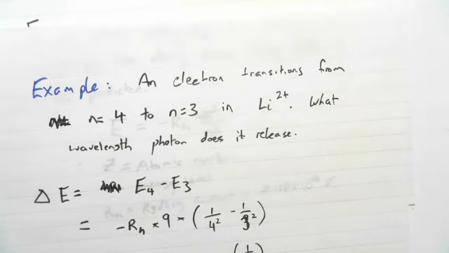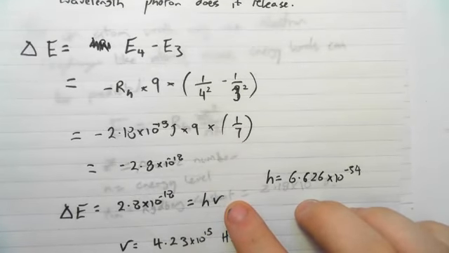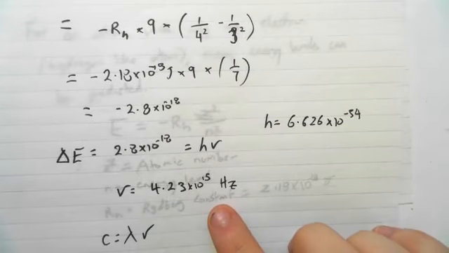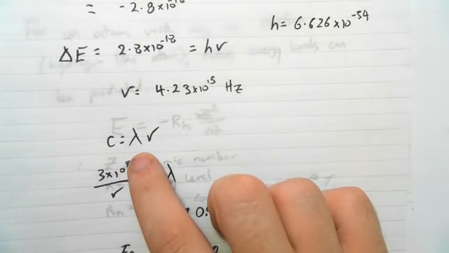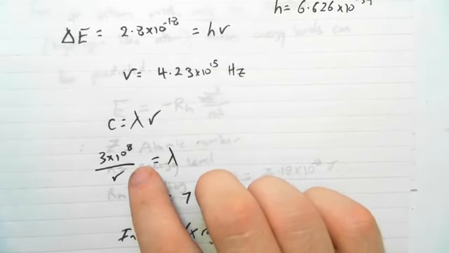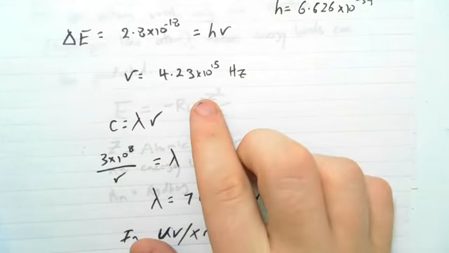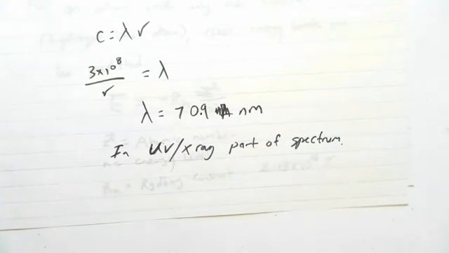When you look at that in terms of the change in energy being equal to hν, which is the equation we saw before, where h is Planck's constant, you can solve for the frequency being 4.23 times 10 to the 15 hertz. So that's a very, very high frequency. And then if you use the speed of light equals the wavelength times the frequency, that's the same for every wave, you get 3 times 10 to the 8, which is the speed of light, over 4.23 times 10 to the 15. You get the wavelength is 70.9 nanometers, which puts it in the sort of UV X-ray part of the spectrum.